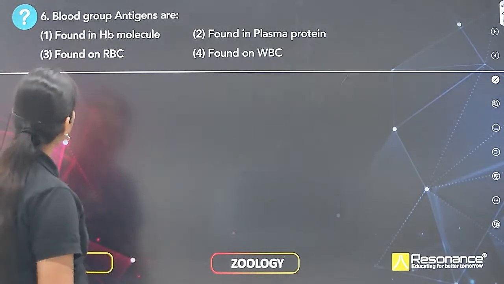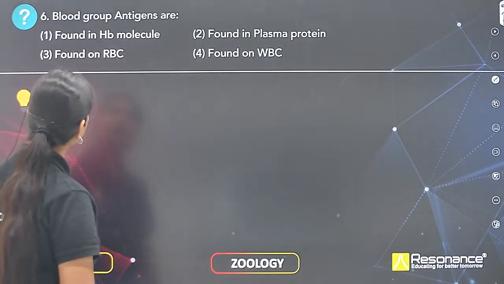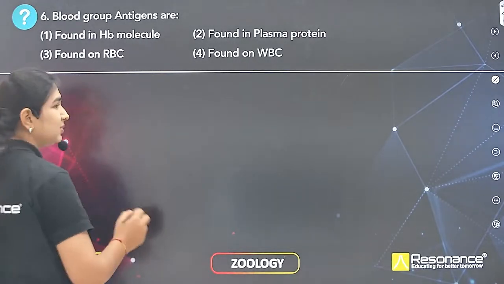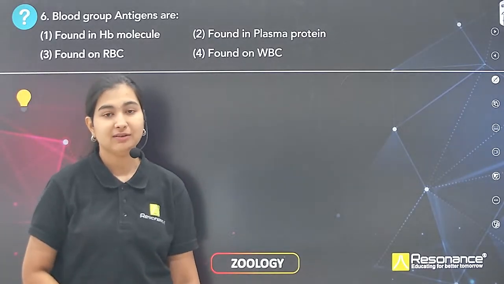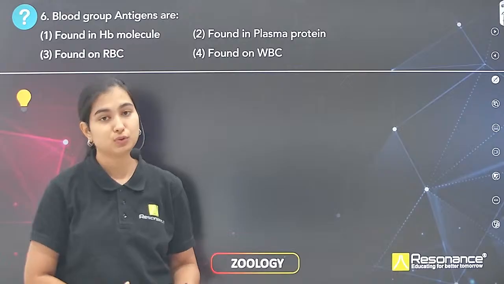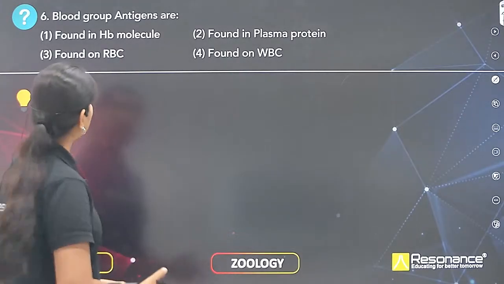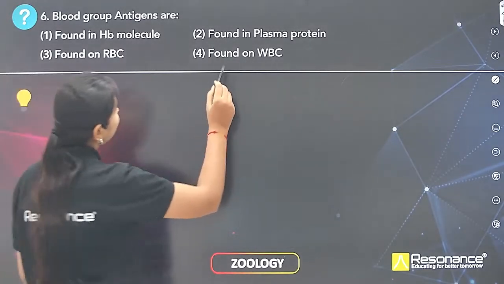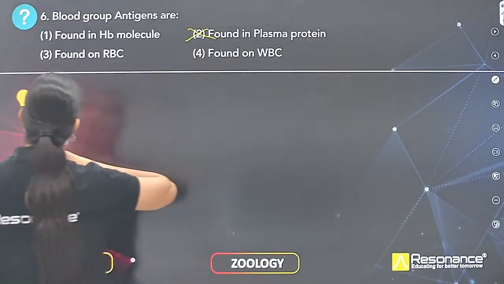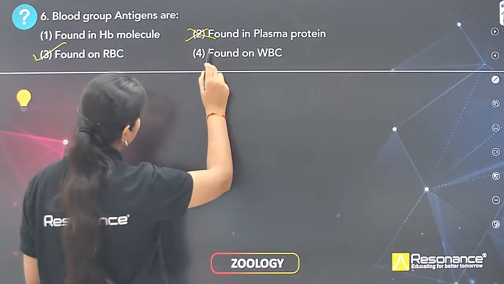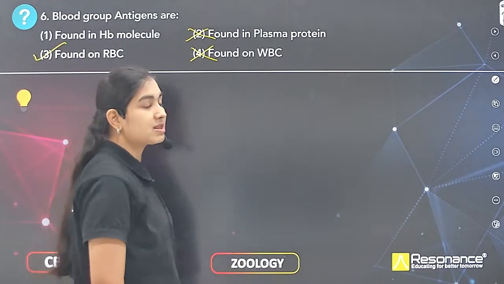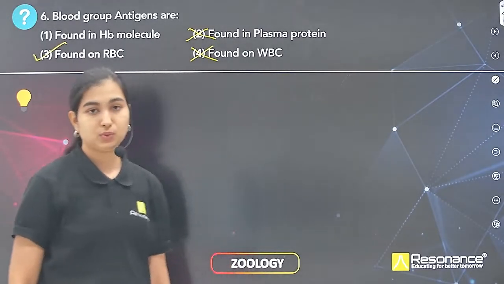Next, blood group antigens are found in the HB molecule. Is it the HB molecule? No, right? It is not the HB molecule. Because what is HB? It's the hemoglobin. Is it rather found in the plasma protein? No. Is it found on the RBC? Yes. Is it found over the WBC? No, it is not found over the WBC.